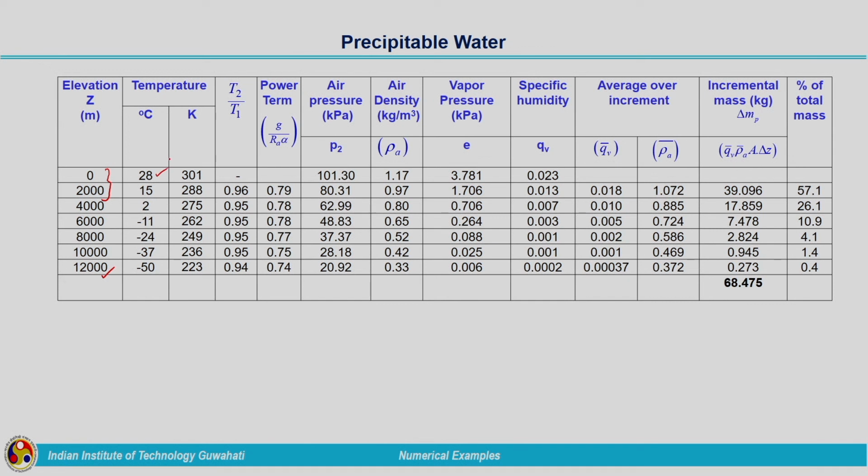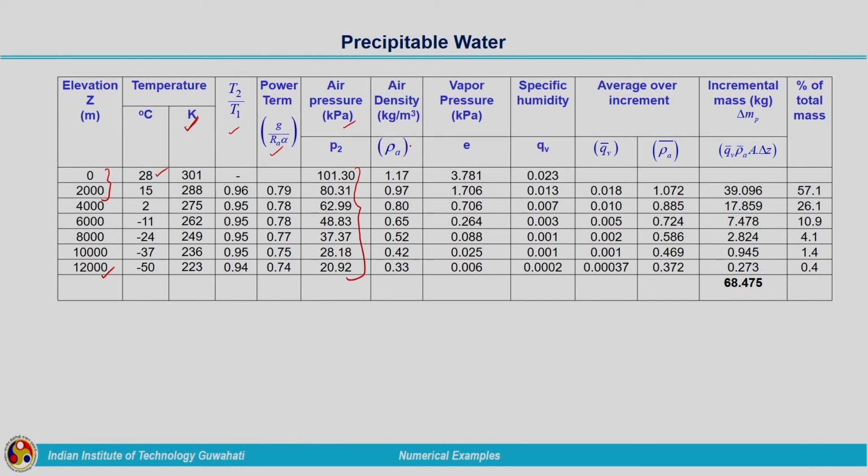At ground level we had a temperature of 28 degrees Celsius, and as the elevation increases the temperature changed up to -50. That has been converted into Kelvin because the ideal gas law is involved in some of the formulae. For the calculation purpose, I have made 2 columns, T2 by T1 and to the power of G by Ra alpha, for calculating the air pressure. So, air pressure is calculated by using the pressure relationship which we have derived for getting the pressure at higher altitude. That way we got P2 for all the incremental elevations.